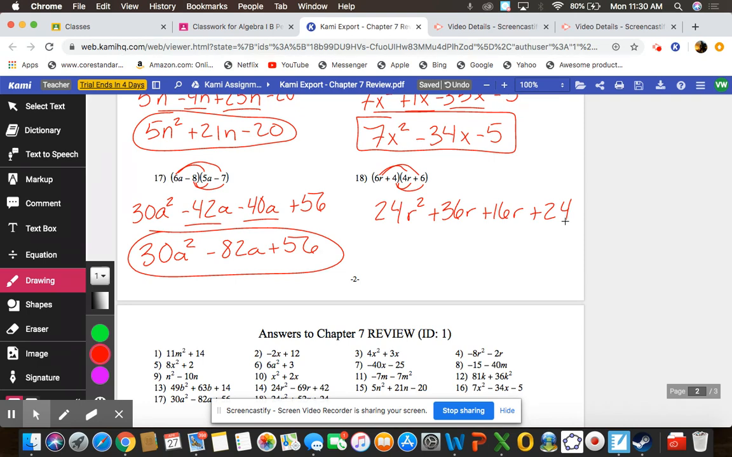So here we go. We got 24R squared. Combine these two, 36 and 16, that is 52. So 52R plus 24.